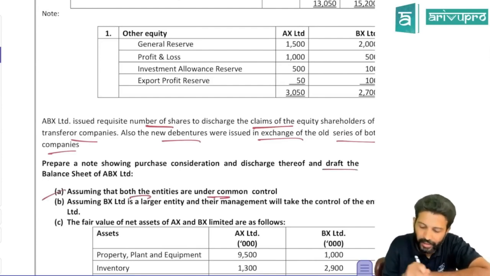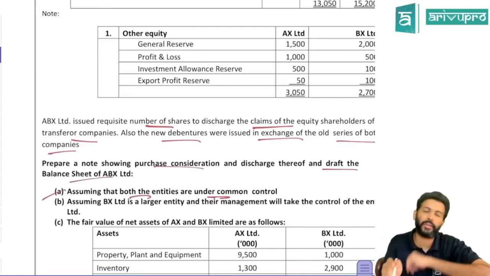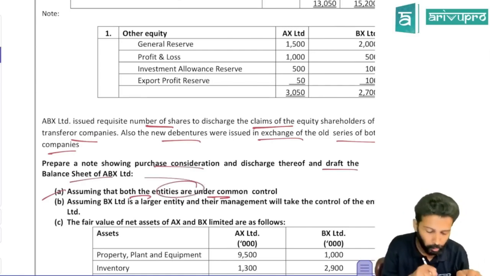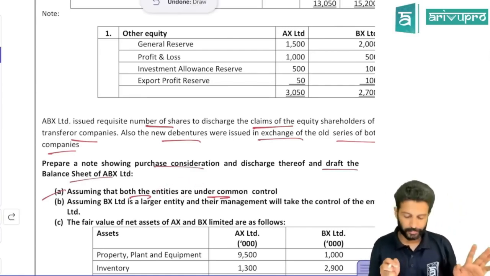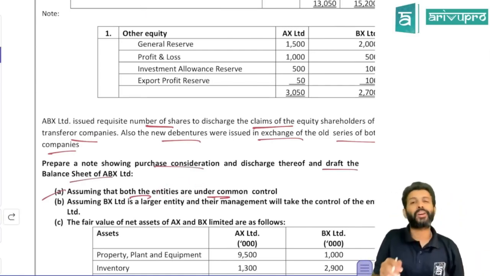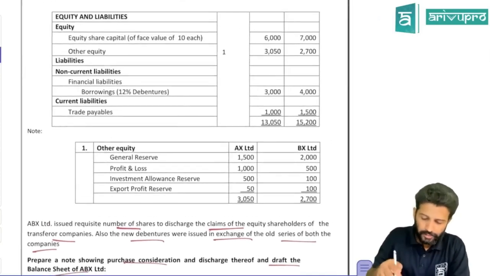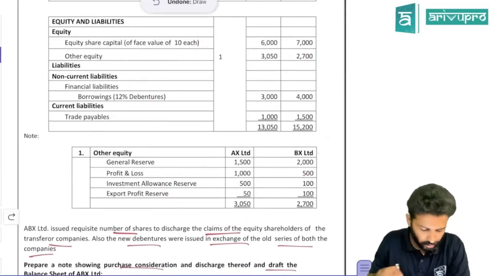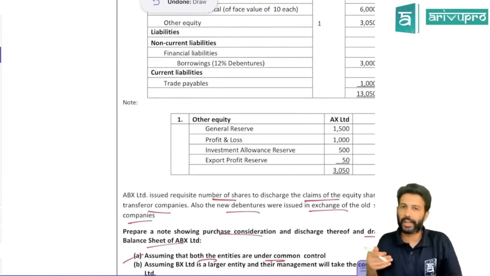So you need to show PC and prepare the balance sheet under 3 scenarios they have given. The first scenario assumes both the entities are under a common control transaction. If it is a common control transaction, what do you need to do? First of all, do you know PC? Anywhere they told PC, that's all. Don't read the other 2 pointers, they are separate scenarios.